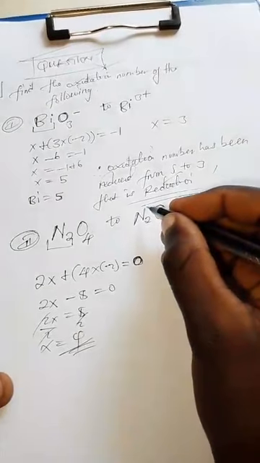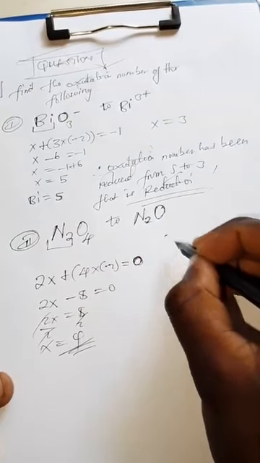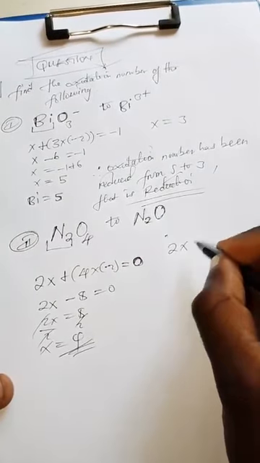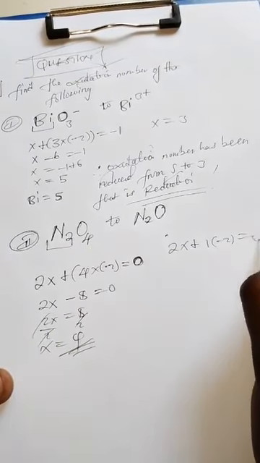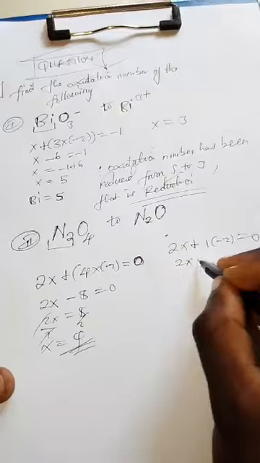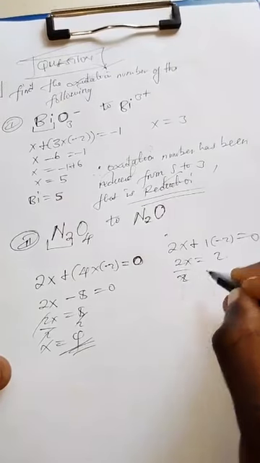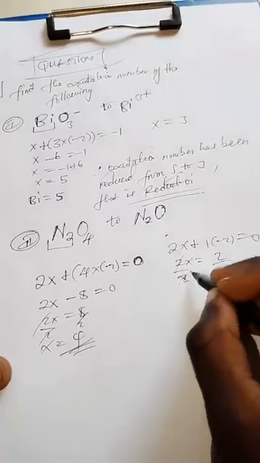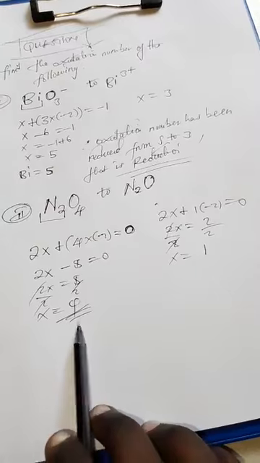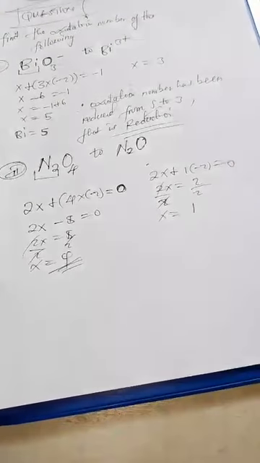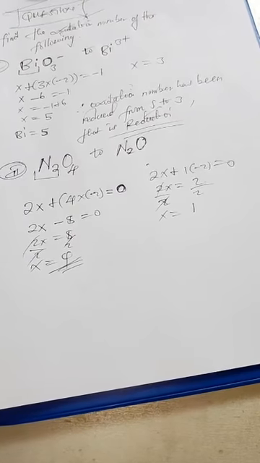What about this one? We also need to calculate. We have the subscript 2. We're going to say 2x plus 1 times -2 should be 0. Then 2x should be equal to 2. Then the value of x will be 2. Will be 1, sorry. So x will be +1. So initially you had 4 as the oxidation number, then you are ending up with 1. So that is reduction also. The oxidation number has been reduced from 4 to 1.